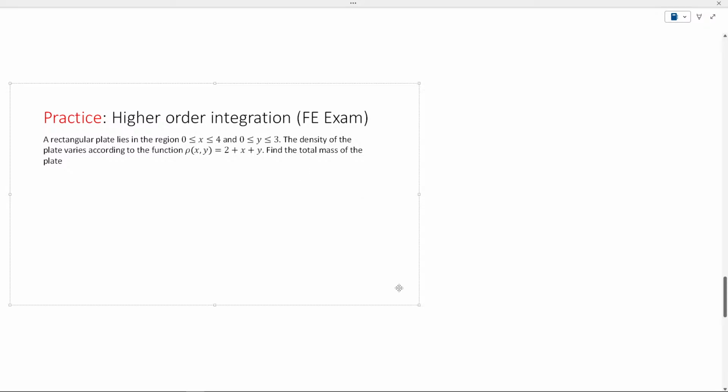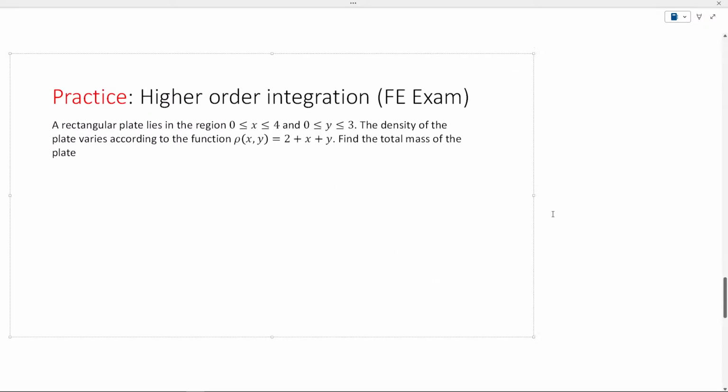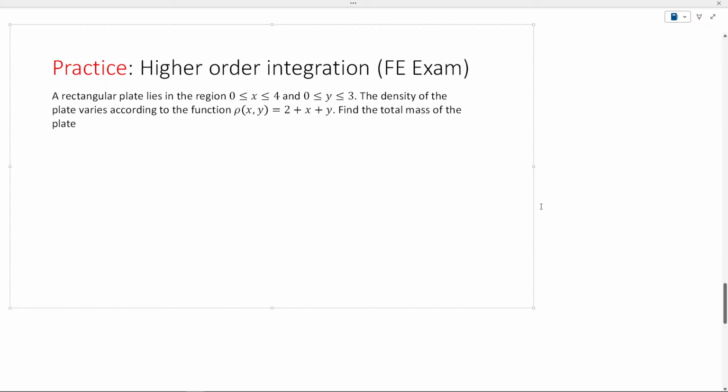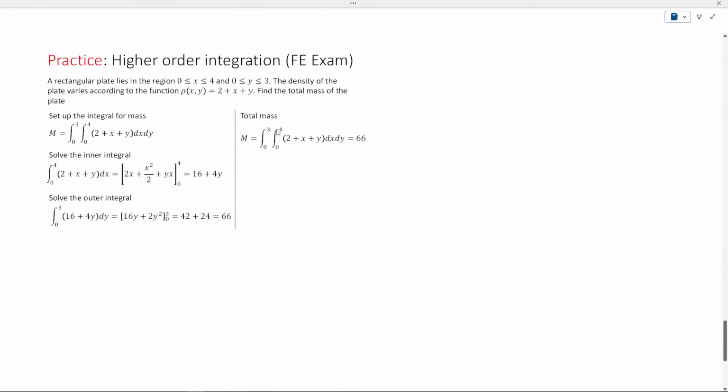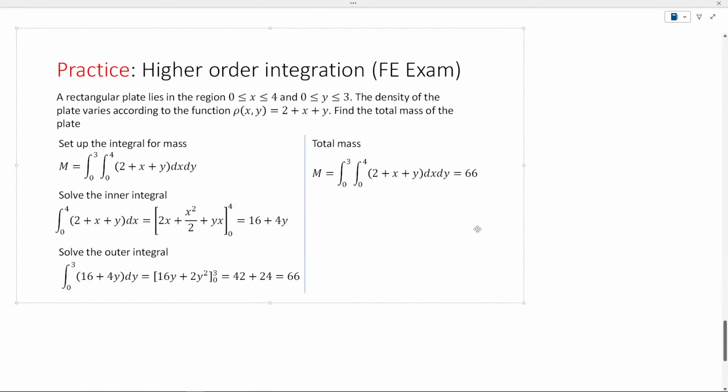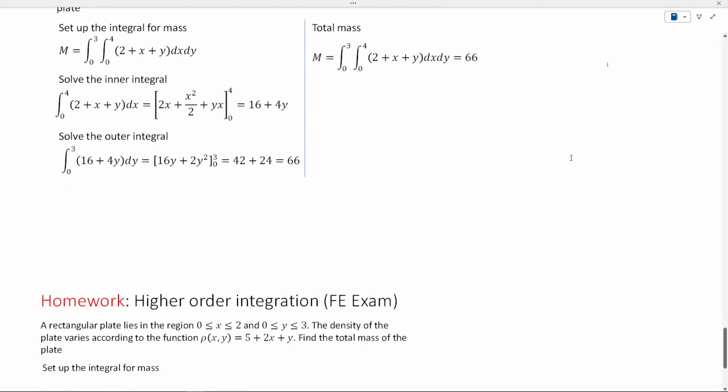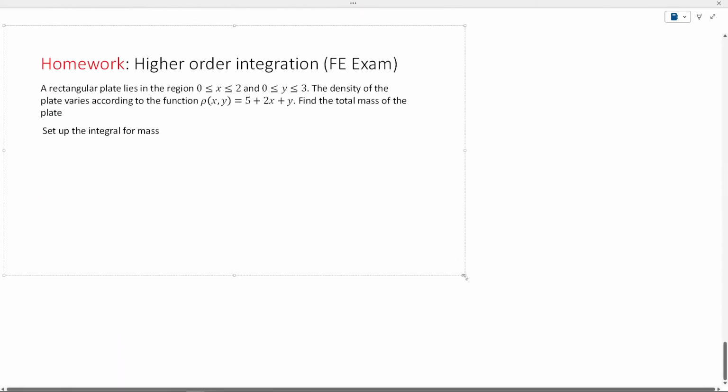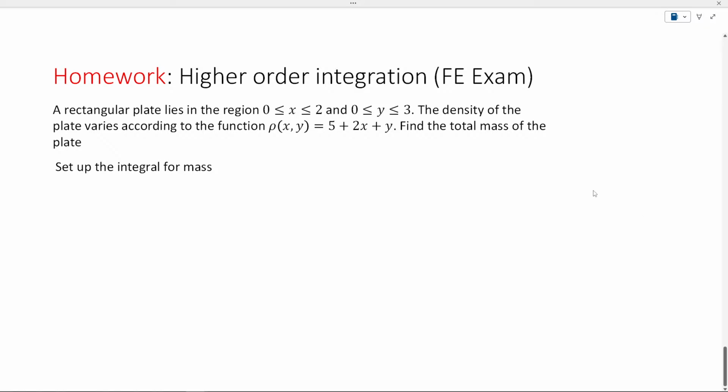Here is a practice problem. I will solve it in the tutorial, but try to solve it on your own and then check the answer here. If I did this correctly, the final answer should be something like this. And this is a homework problem.